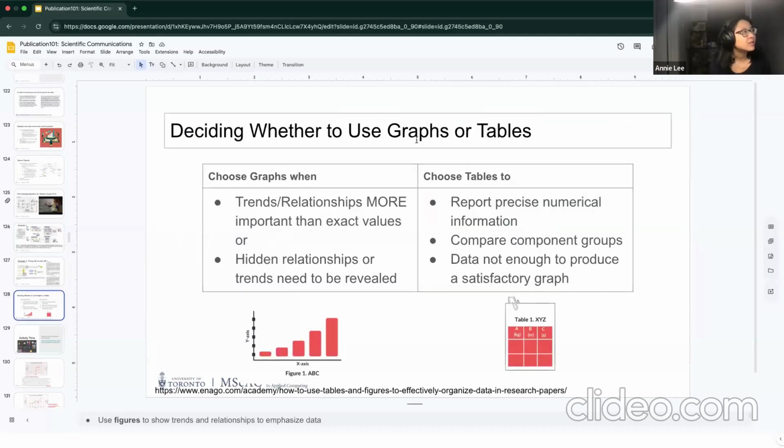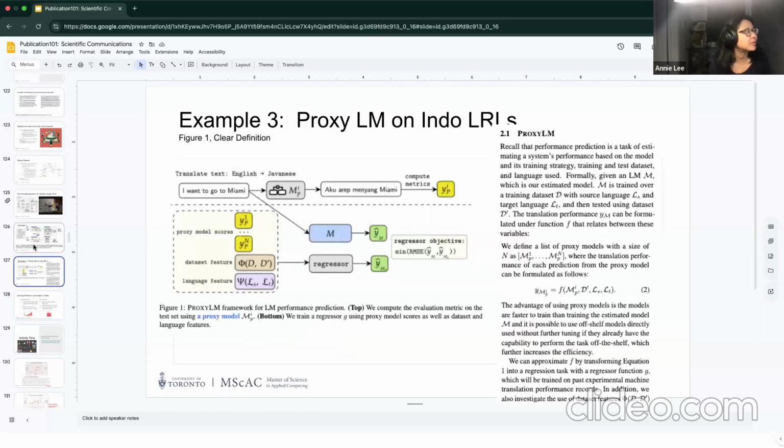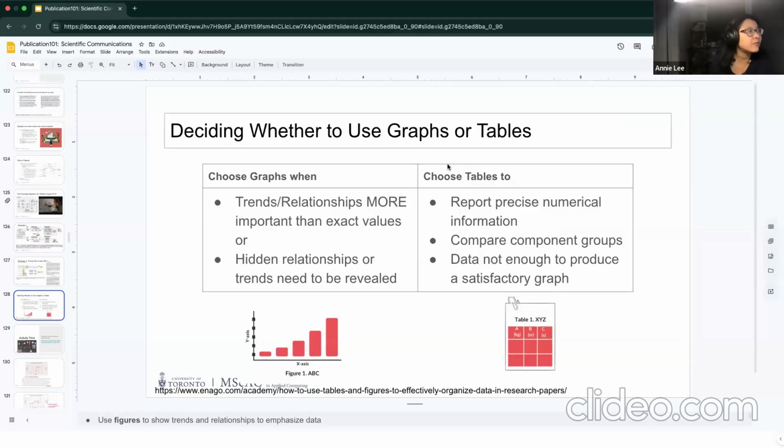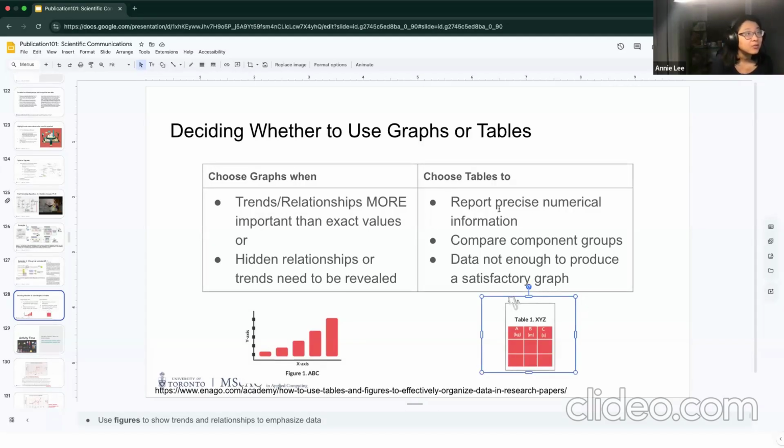Okay. So sometimes you might have to get other people to help you make the figure, or get other teammates to help support you. Okay, so deciding whether graphs or tables. You do graphs when trends or relationships are more important, right? Like you have hidden trends or relationships you want to show, like there's a linear trend or something. You use a table when you want the precise numbers, you're comparing groups, or the data is not enough to produce a graph.